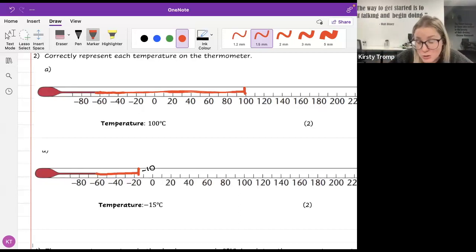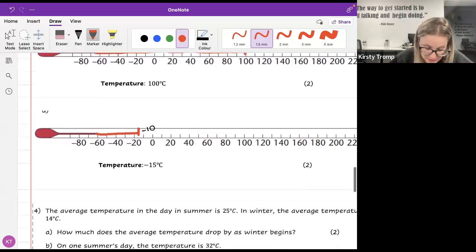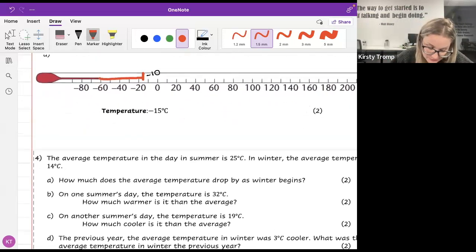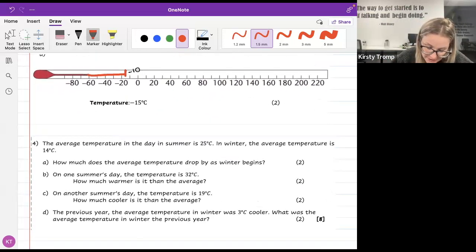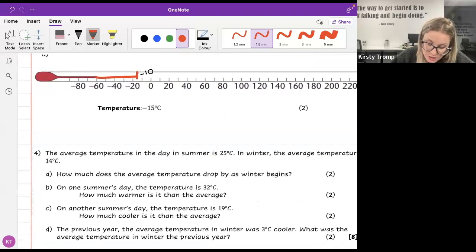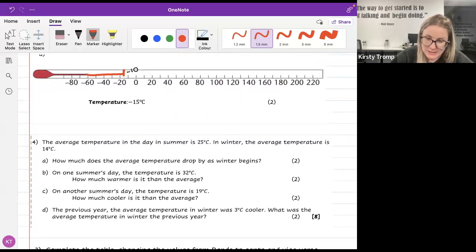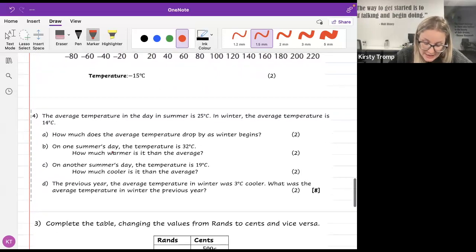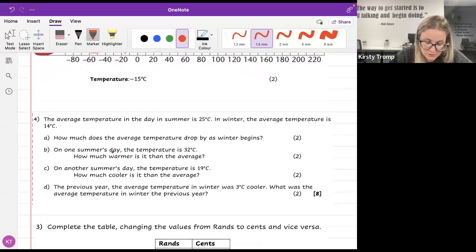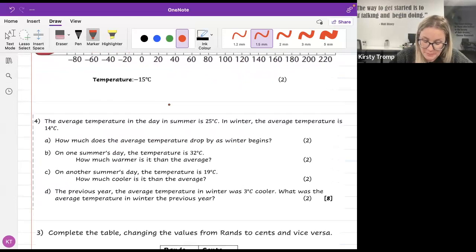I don't want you to answer the question in the chat. I just want you to have a look at it. I will go through it for you once I'm finished answering the questions. So the question says, question 1, the average temperature in the day in summer is 25 degrees Celsius. In winter, the average temperature is 14 degrees Celsius. How much does the average temperature drop by as winter begins?